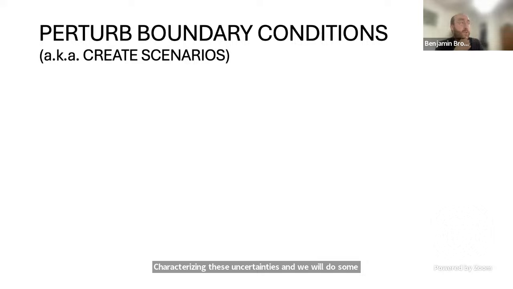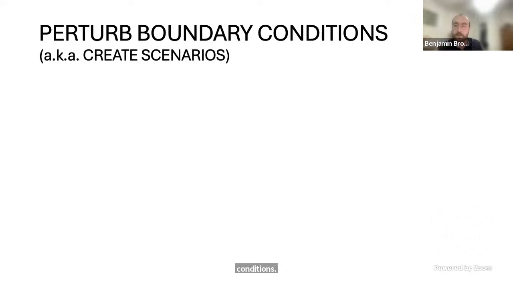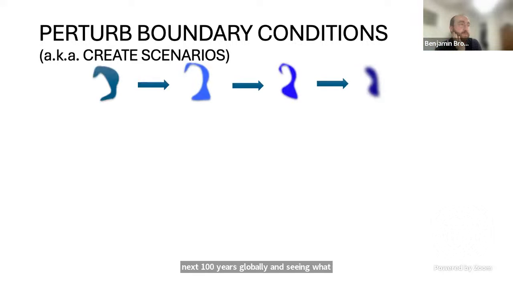One of them is to create scenarios, different scenarios of what we think might happen, or what our best guess is to what's going to happen, or what we're worried about. And this is to perturb the boundary conditions. We're changing the methane emissions over time for the next 100 years globally and seeing what happens.